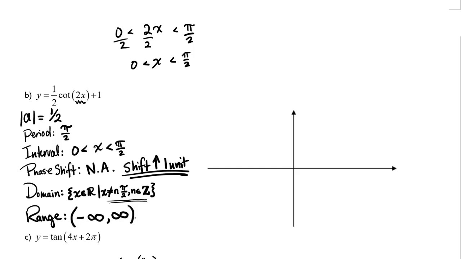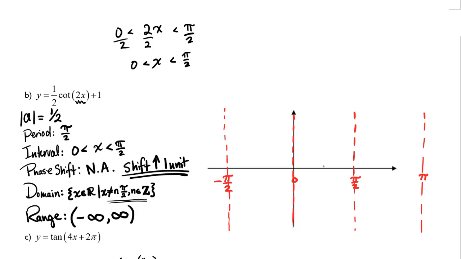Now let's go ahead and sketch this on the interval from 0 to pi over 2. Notice that I could also have additional intervals to the left and to the right at multiples of pi over 2. 0, pi over 2, pi, negative pi over 2. You get the idea.